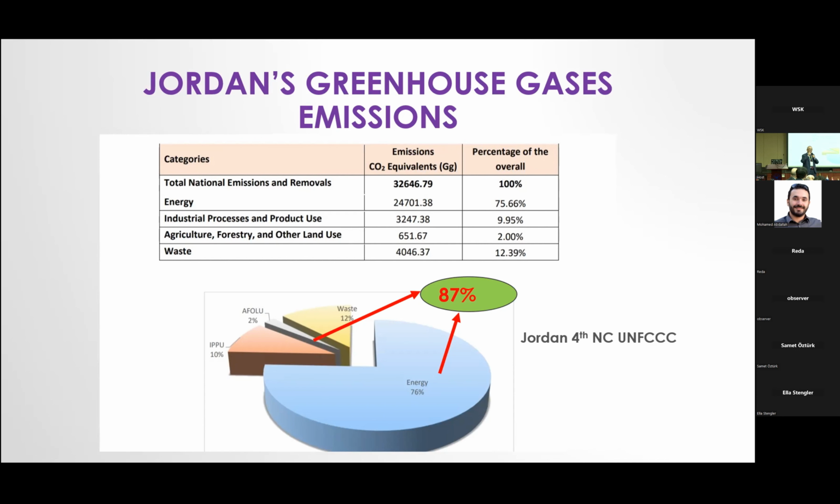So the waste to energy option looks attractive because you hit many birds with one stone. You reduce the emissions, you reduce the import of oil from outside, and you get clean energy.